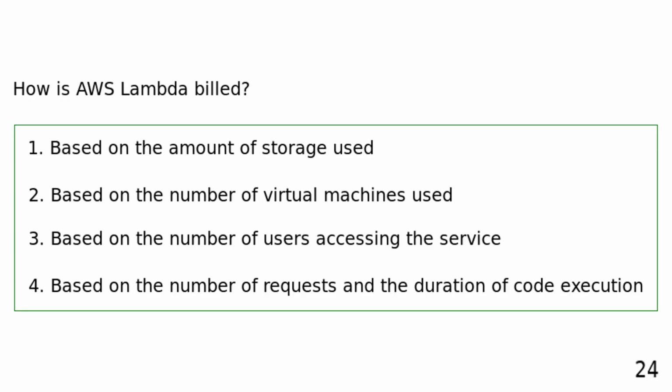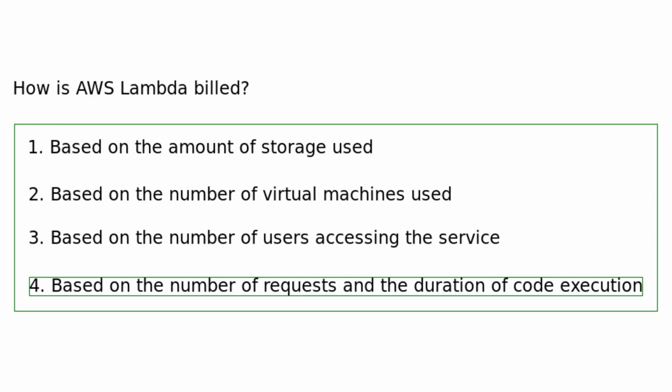How is AWS Lambda built? Based on the amount of storage used. Based on the number of virtual machines used. Based on the number of users accessing the service. Based on the number of requests and the duration of code execution. AWS Lambda pricing is based on the number of requests for your functions and the time your code executes, rounded up to the nearest millisecond.